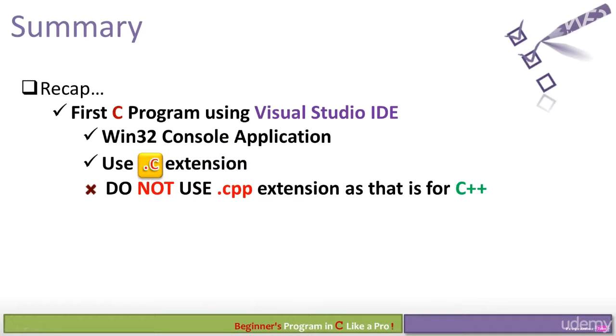Okay, so as a summary, what we did in this lecture, we wrote our first C program using the Visual Studio IDE. We learned how to create a Win32 console application using the UI, the graphical interface of the IDE. We used a .c extension. We should never use a .cpp extension because that is for C++. So keep that in mind. And we tried to break it and understand how it works, look at the compiler errors, etc.